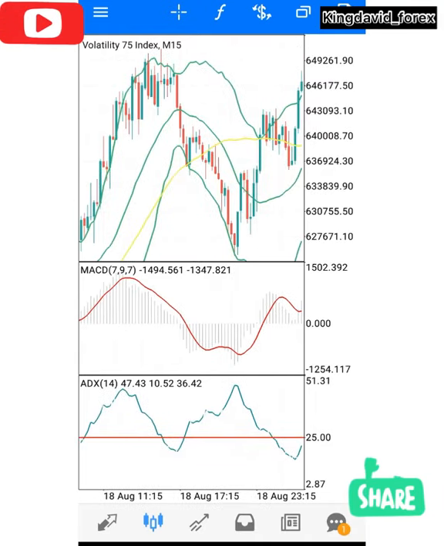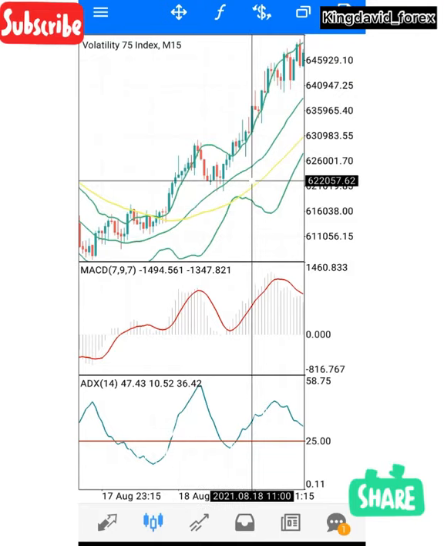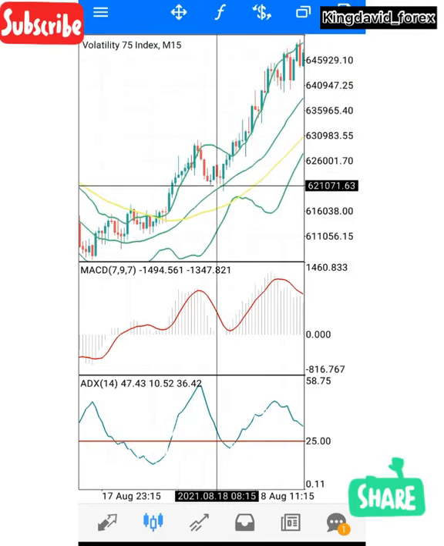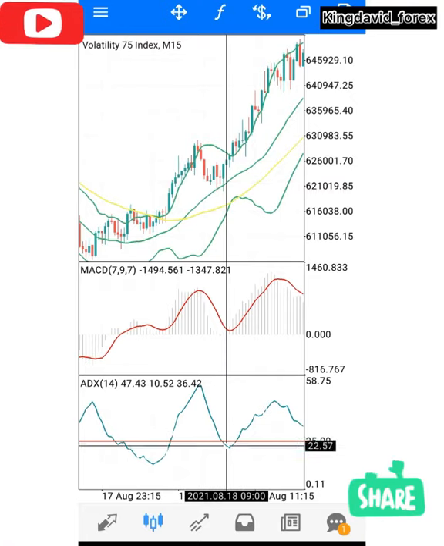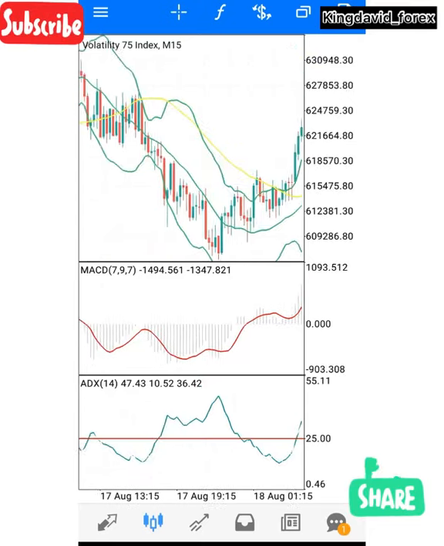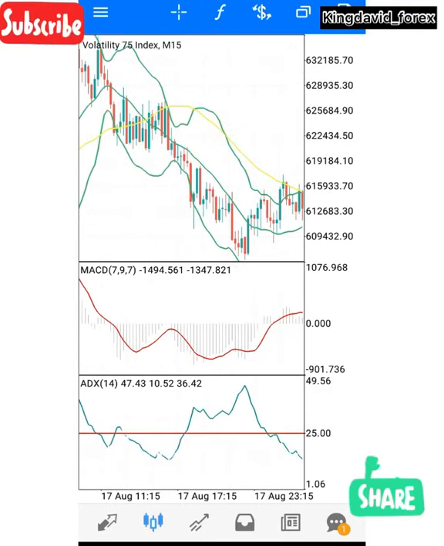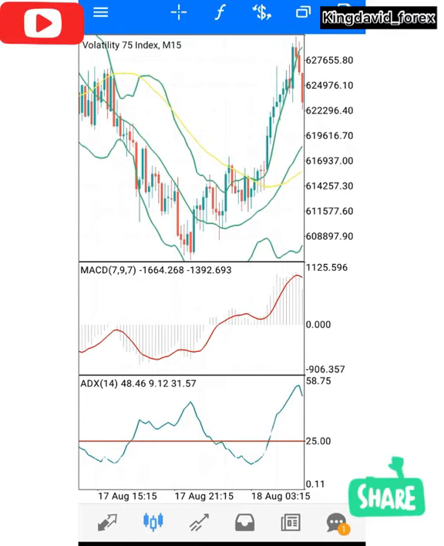Okay, I think this is also a perfect condition here. If we check it, I think it's not actually perfect because of this ADX. So I will not advise you to just risk it, but in most cases your trades tend to be perfect.